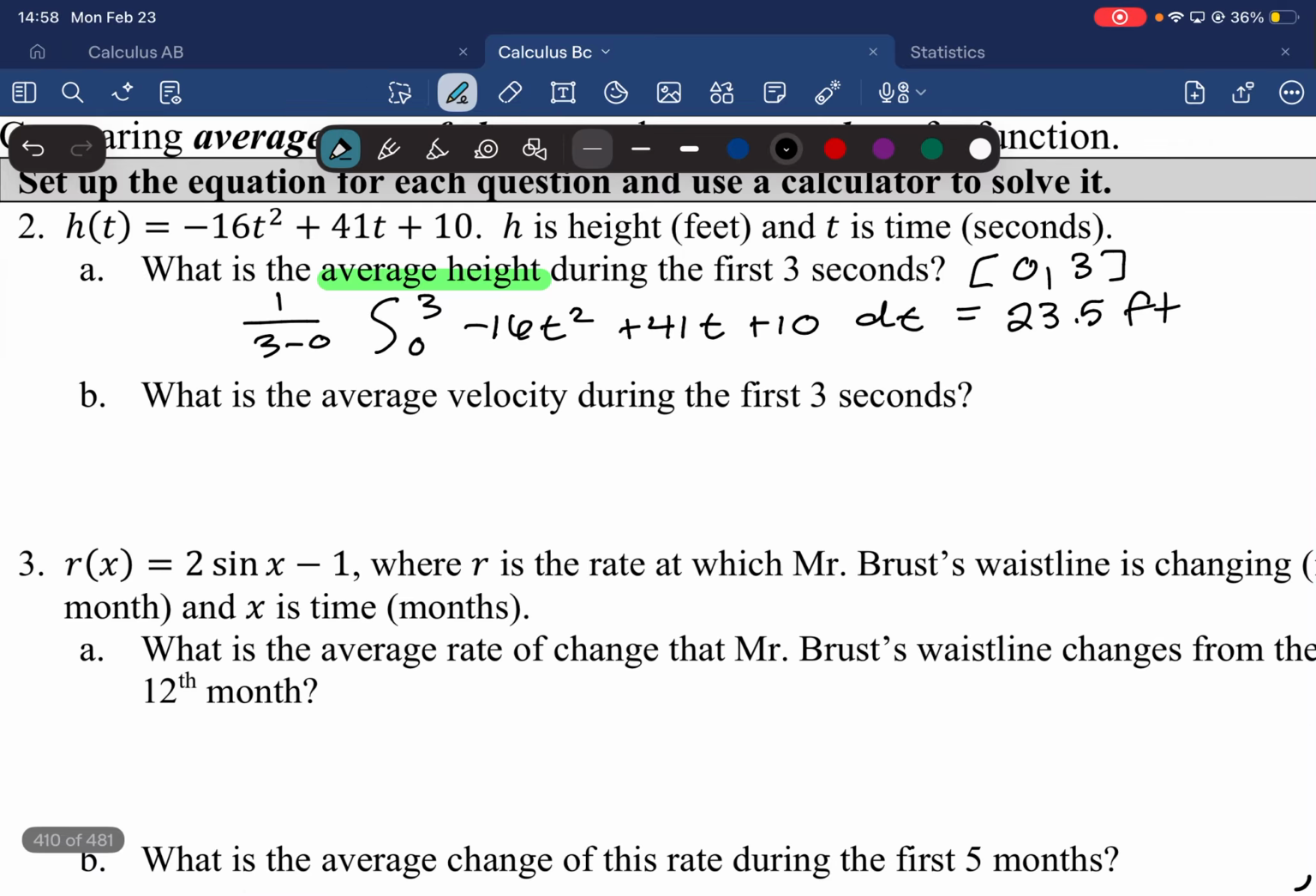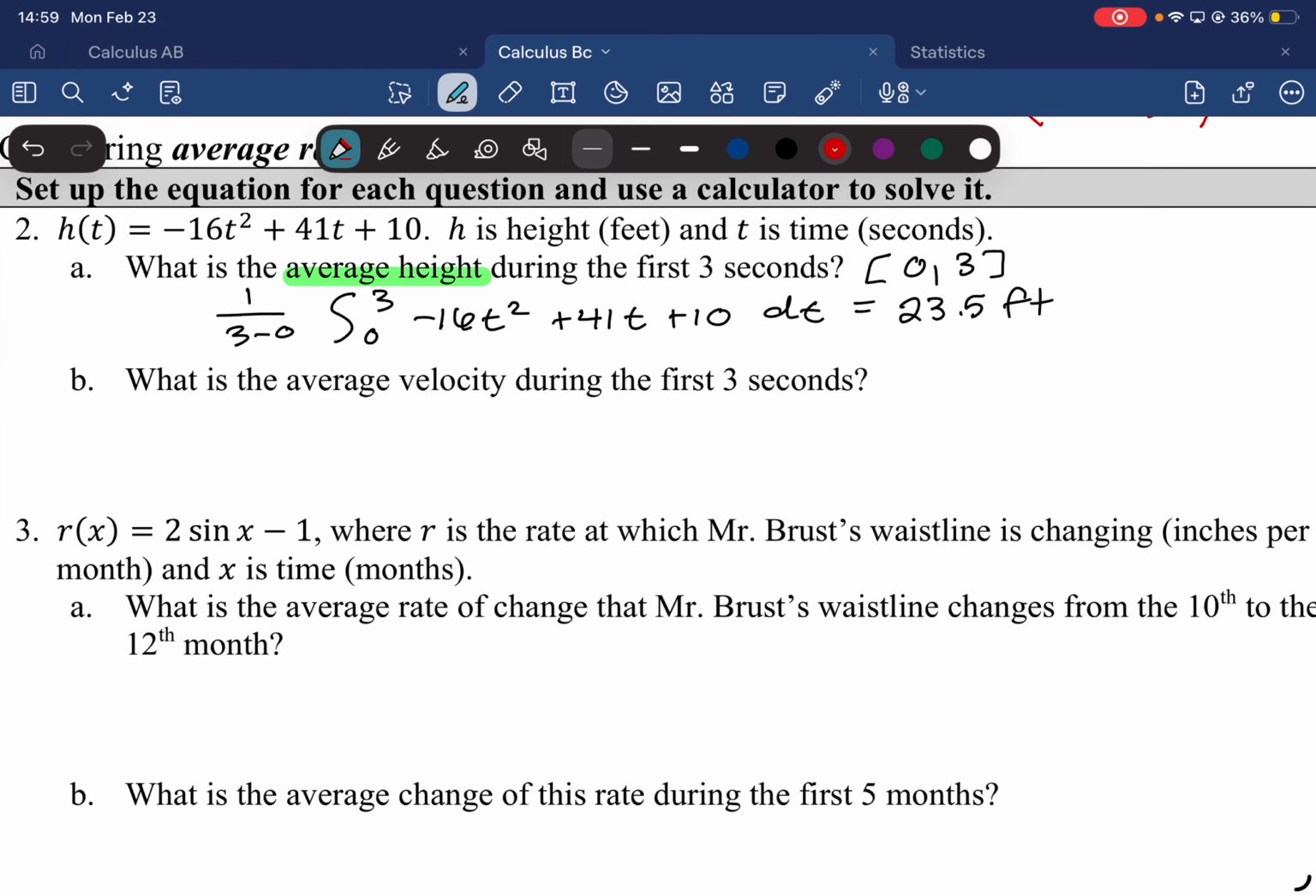B says, what is the average velocity during the first 3 seconds? Well, if they give us the function for height, then the function for velocity would mean we would have to take the derivative. So off to the side, I'm going to say velocity is equal to the derivative of height. So that means velocity is equal to negative 32t plus 41. I just took the derivative of that h of t function.